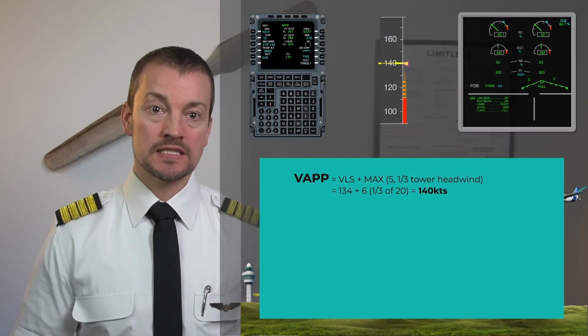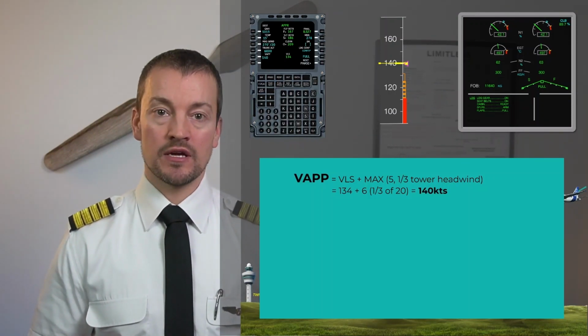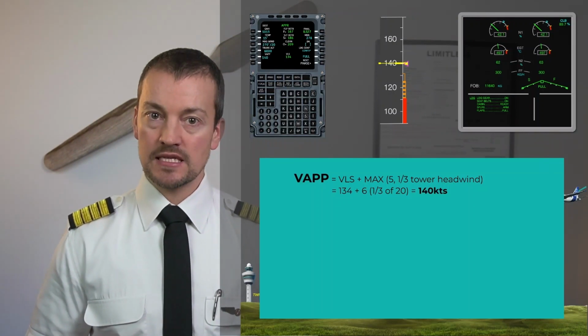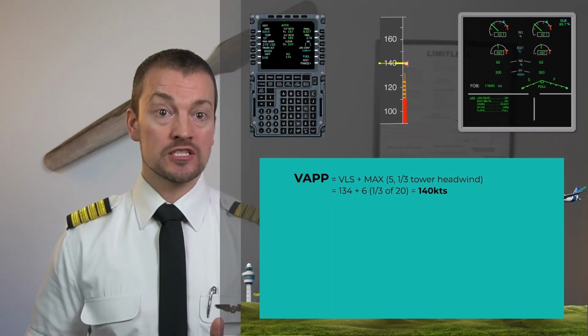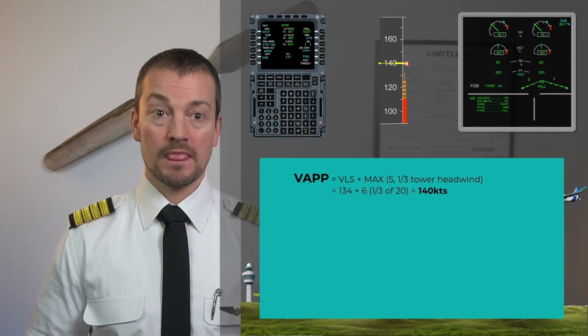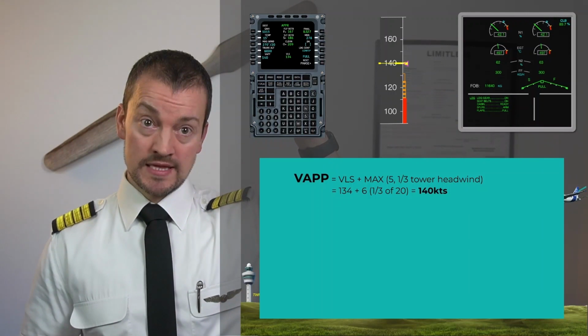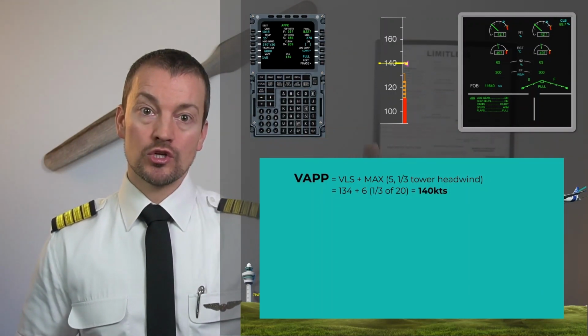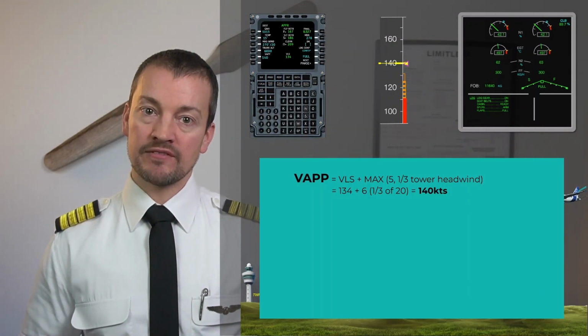The flight management and guidance system calculated, in my scenario here, V approach as VLS plus the highest of 5 or 1/3 of the tower headwind. The tower headwind that I put in was 20 knots headwind. So 1/3 of that is higher than 5.